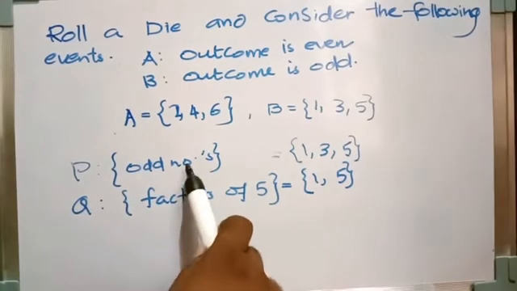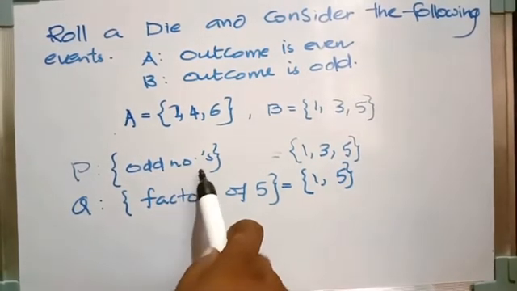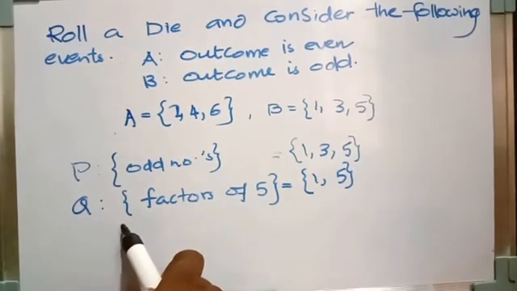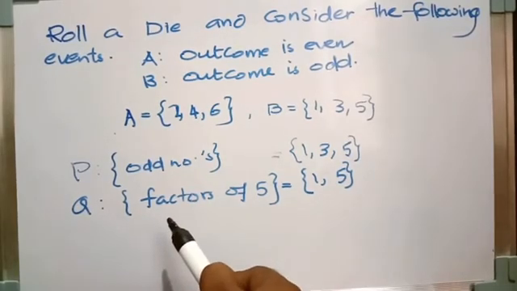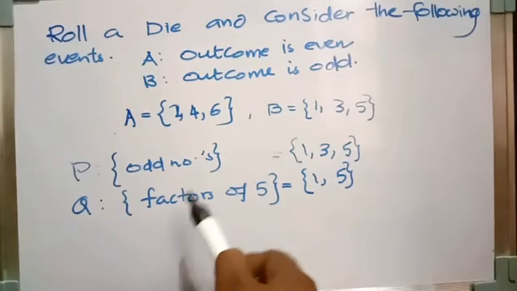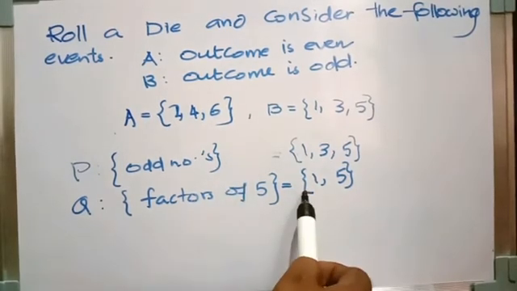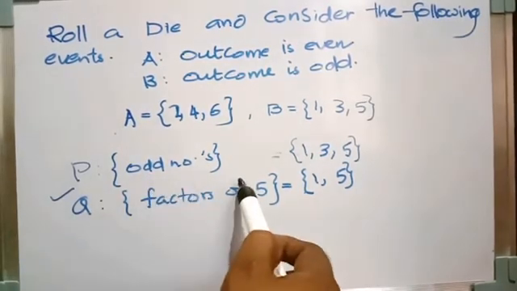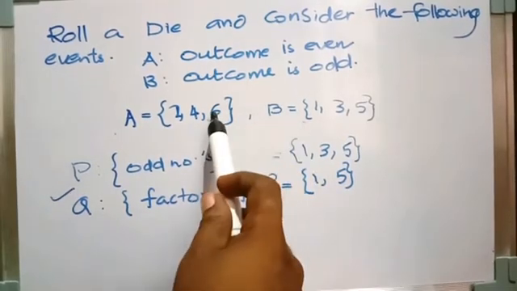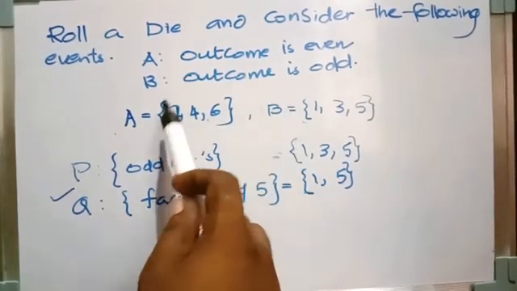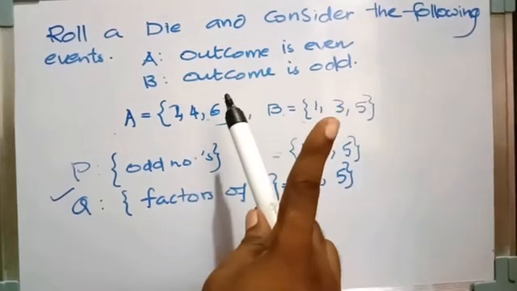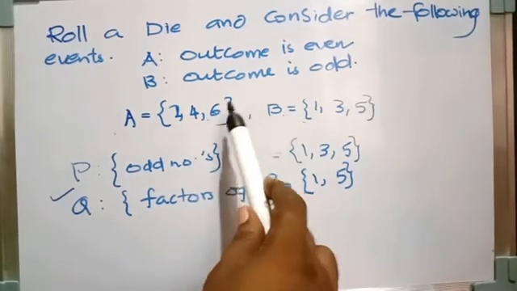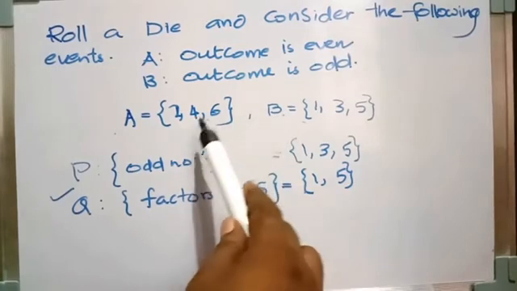So when you consider these two events, they can happen together. Even P and Q can happen together, because after rolling a die, if you get the result as 1, P is true, Q is also true. So in this example, both these events can happen together. But here in this example, either A or B can happen at one time. Okay, so here both the events cannot happen together.